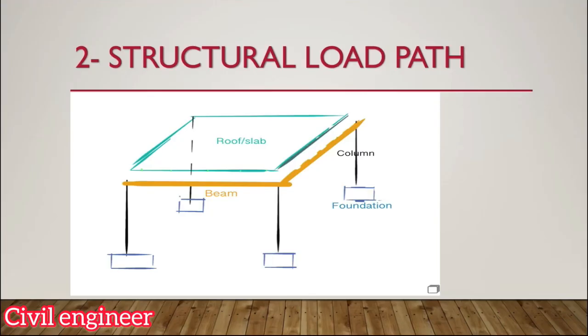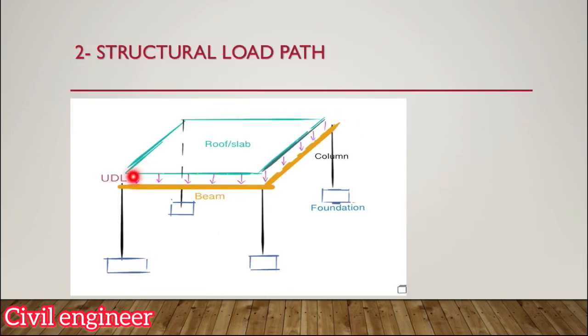Let's begin with the structure load path. I will consider the simplest 1-bay by 1-bay frame structure, identifying all the structure elements already defined. The slab loads are transferred to the beams as a UDL, uniformly distributed load. One thing you should have noticed here: the slab loads are transferred from all the edges, and it's classified as a two-way slab.